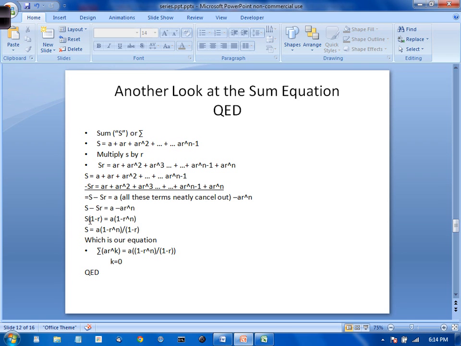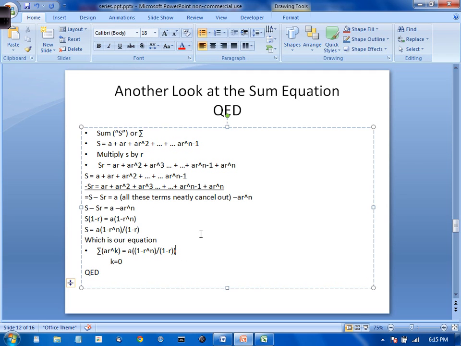Then if we rearrange our terms, we get S outside, 1 minus R, equals A, put A outside, 1 minus R to the N. Then if we make 1 minus R the denominator on this side of the equation, we get S equals A outside of 1 minus R to the N over 1 minus R, which is what we had earlier. I just told you this equation earlier and never derived it. Now I've derived it from this algebraic expression. I'll leave that up there for a minute.